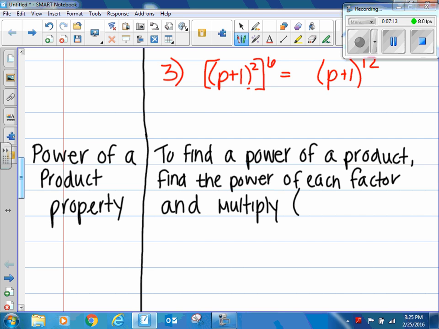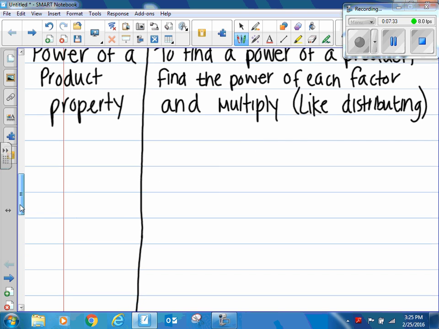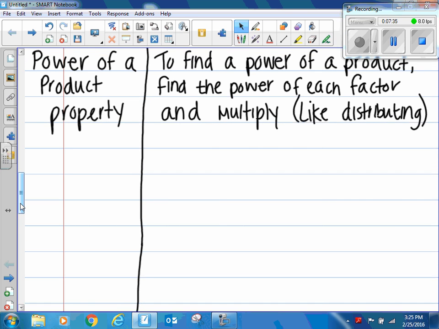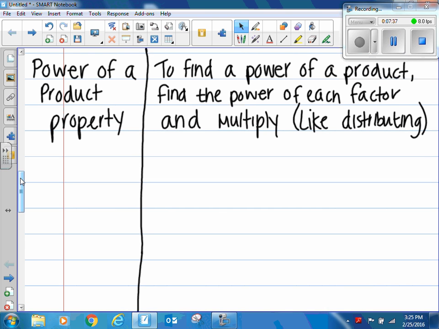This is very similar to when we distribute. And again, you will see why in just a second. Okay, so when we have a power of a product, we're going to have numbers and variables being multiplied together and raised to a power. So we're going to simplify. All of these questions are us simplifying. We're not solving for anything. We don't have an equation. We have expressions here. So we're just simplifying.